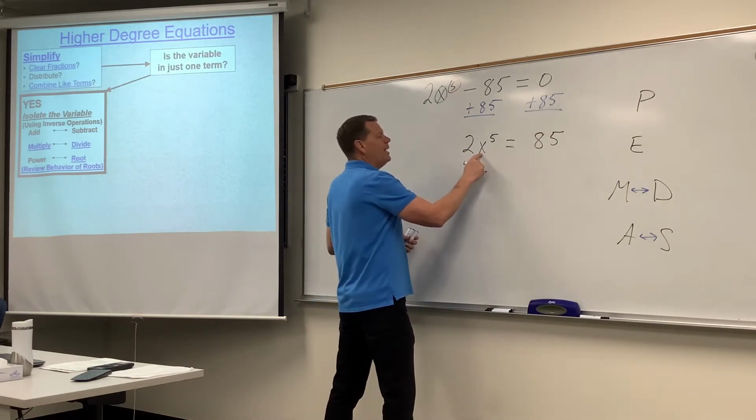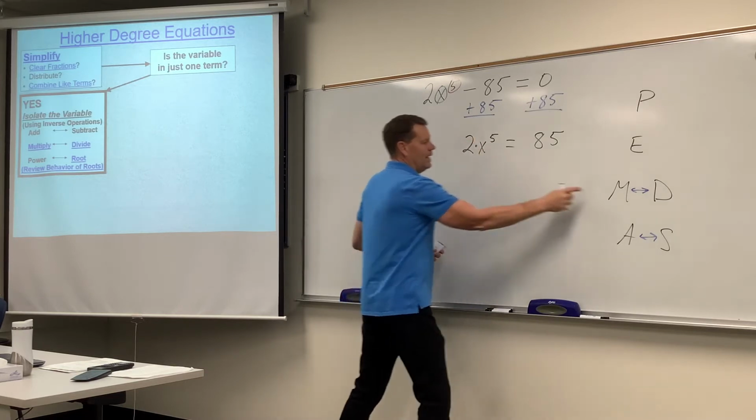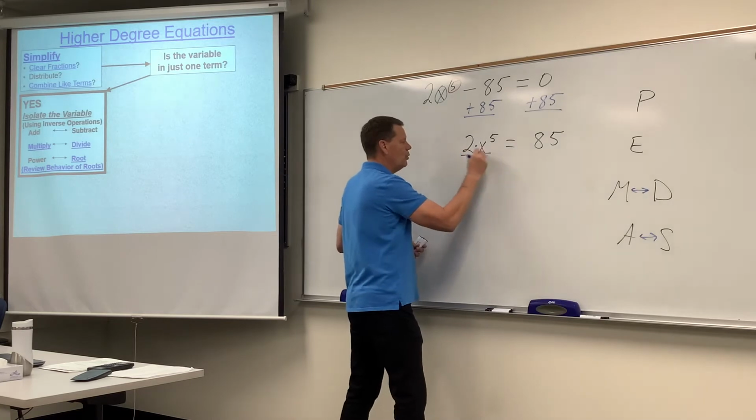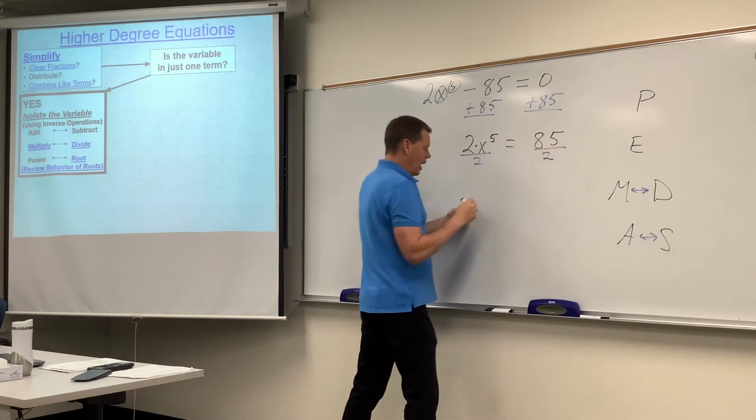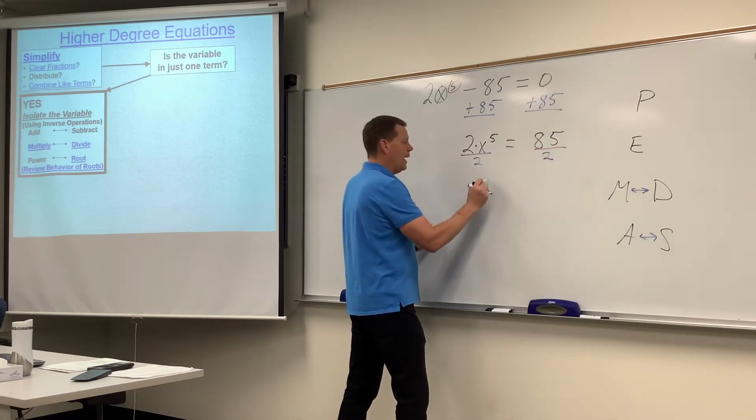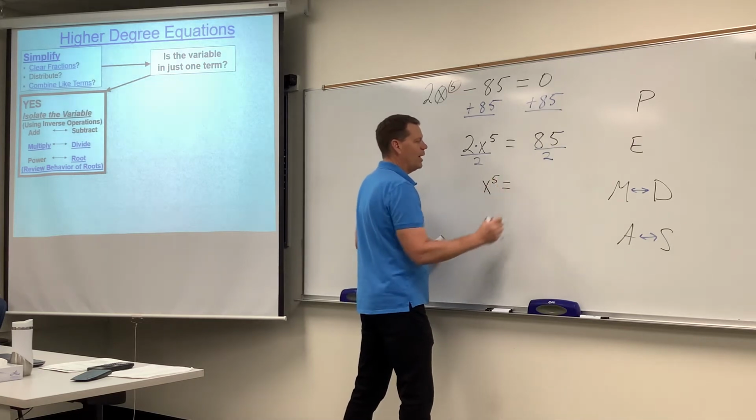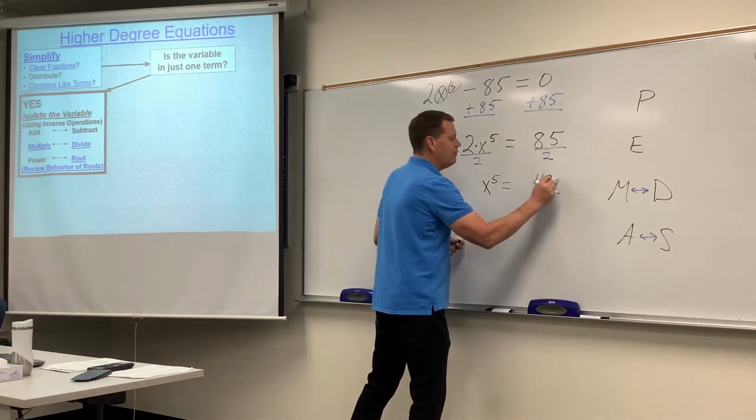All right, and then in the order of operations, don't you do exponents before you multiply? So there again, that multiplication by 2 would be the next operation that we need to remove. And so that leaves us with x to the fifth power equals 42.5. All right.